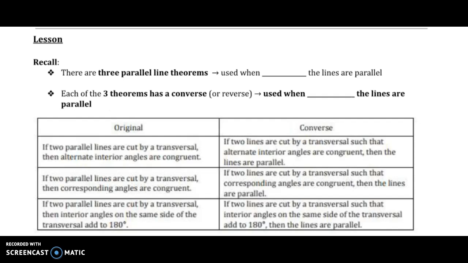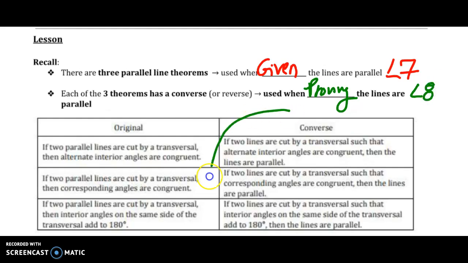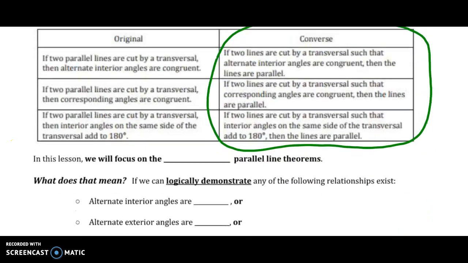So there are 3 parallel lines theorems used when given the lines are parallel. That was what Lesson 7 was on. And there are 3 opposite or reverse theorems based on those parallel line theorems that are used when proving the lines are parallel. And that is this lesson, Lesson 8. So again, we're going to focus on the converse of those theorems.